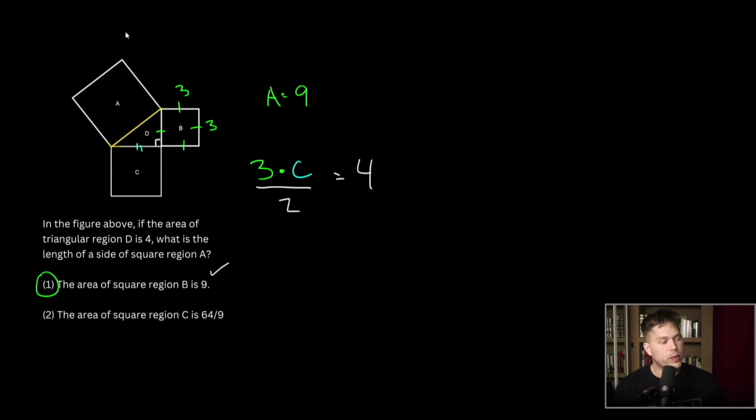For statement 2, what do we have? We have the area of square region C is 64 over 9. Well, following the exact same logic, we would be able to determine the side length of C by just taking the square root, and then we could use that value to determine the side length of B, and then use Pythagorean's theorem to find the side length of A. So statement 2 alone is also sufficient, so our answer is choice D. Remember, whenever you're solving these problems, you just have to determine if you are able to find the answer. You don't actually have to find the answer.